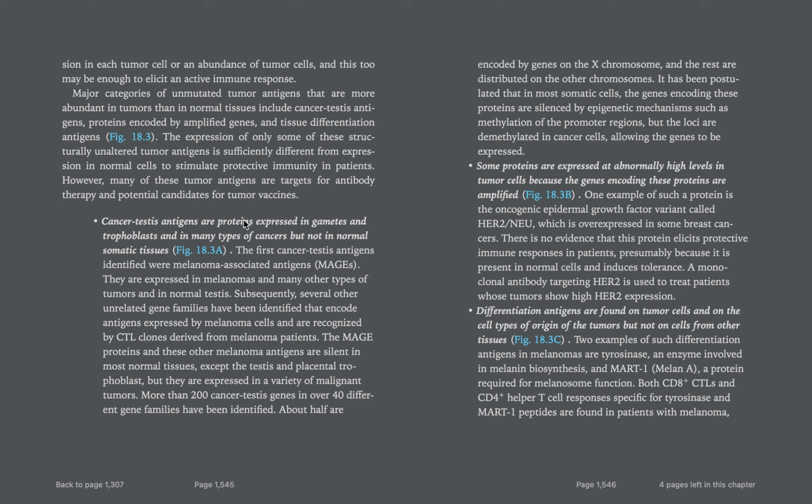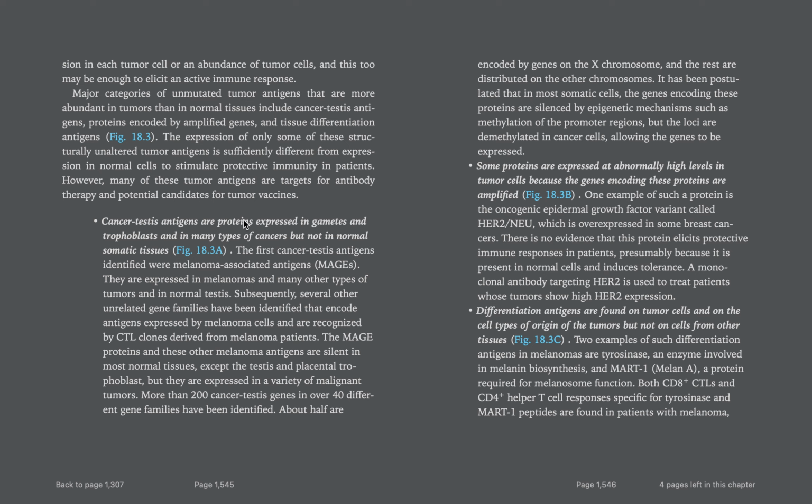Major categories of unmutated tumor antigens that are more abundant in tumor than in normal tissue include cancer testis antigens, proteins encoded by amplified genes, and tissue differentiation antigens. The expression of only some of these structurally unmutated tumor antigens is sufficiently different from expression in normal cells to stimulate protective immunity in patients. However, many of these tumor antigens are targets of antibody therapy and potential candidates for tumor vaccines.